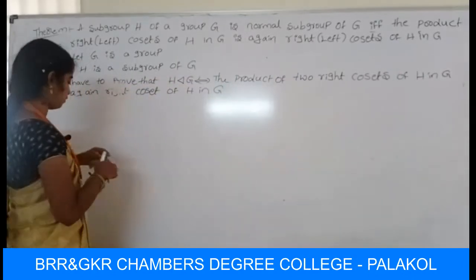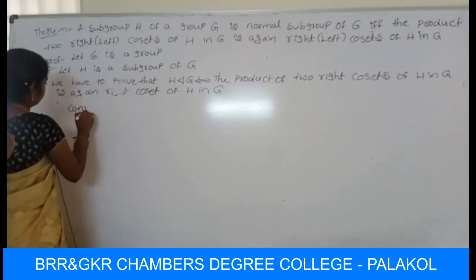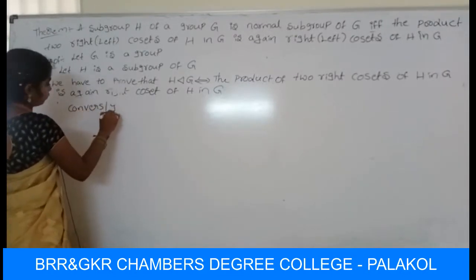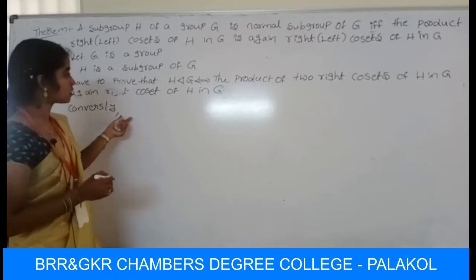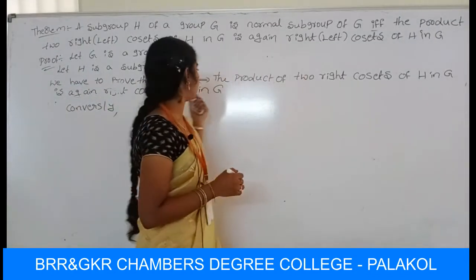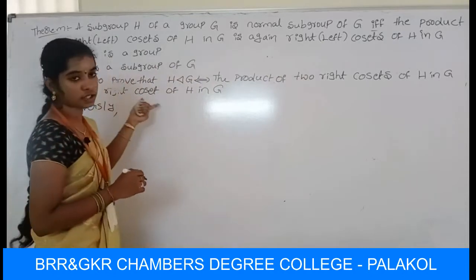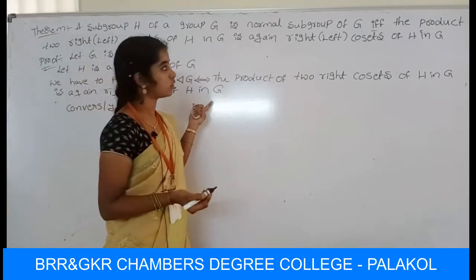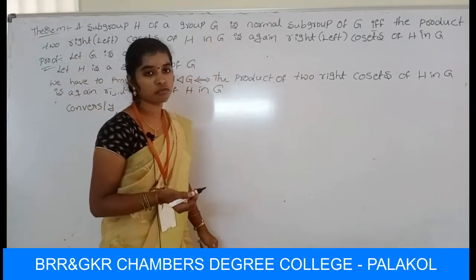So conversely, first of all, let us consider the product of two right cosets of H in Z is again a right coset of H in Z. We have to prove that H is a normal subgroup of Z.